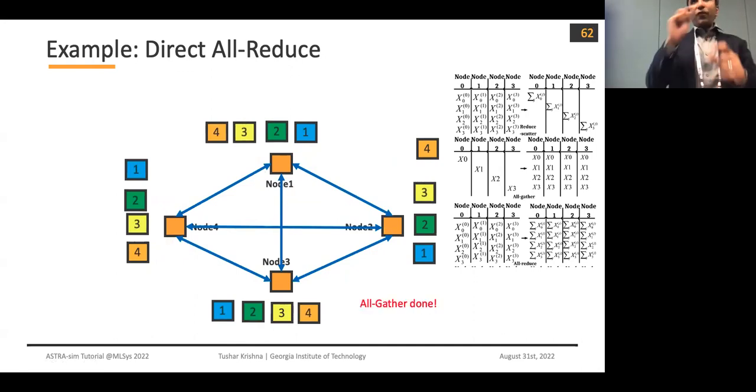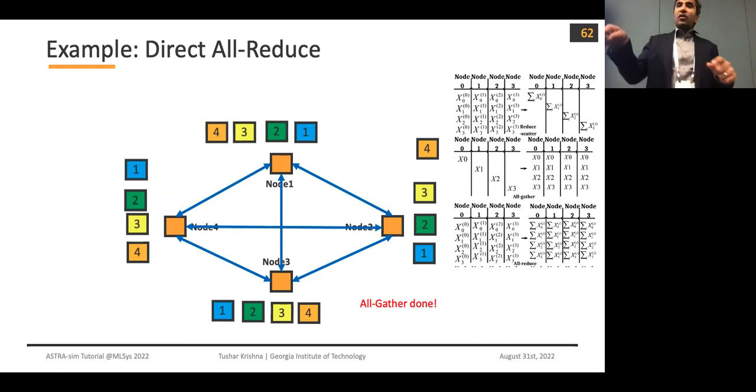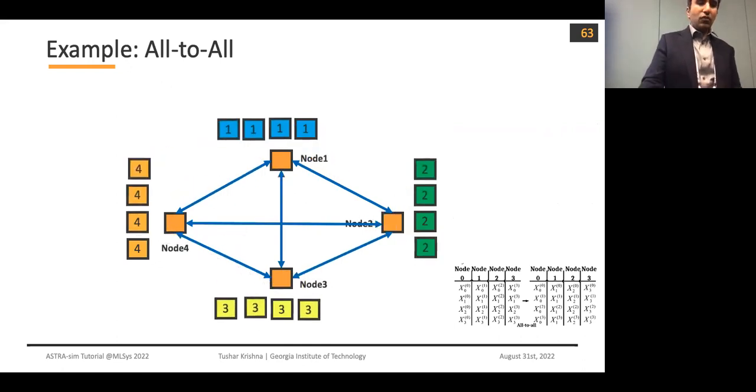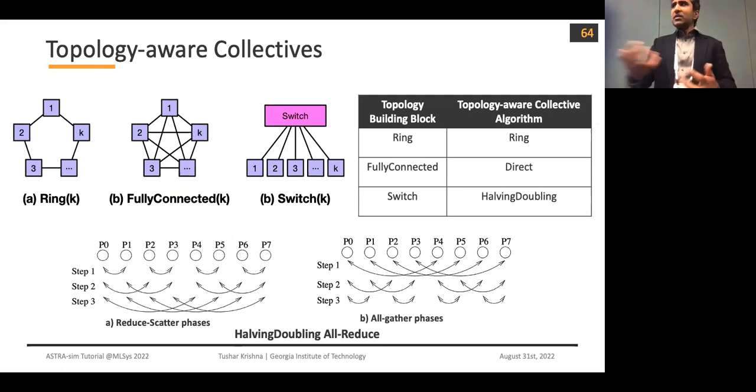Now, if you, of course, perform a direct all reduce and your underlying topology was a ring, then you can start seeing that there will be contention. So this is something that we'll come back to. And similarly, if you have an all-to-all connect topology, it's very easy to do an all-to-all. You just basically do this kind of a broadcast. So this is where this notion of topology-aware collectives comes in.